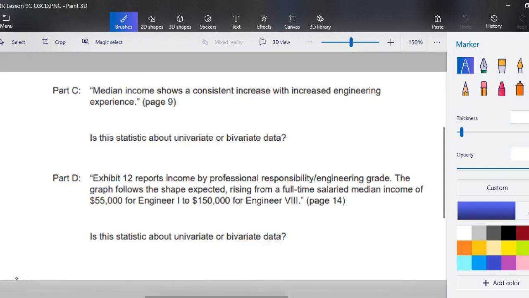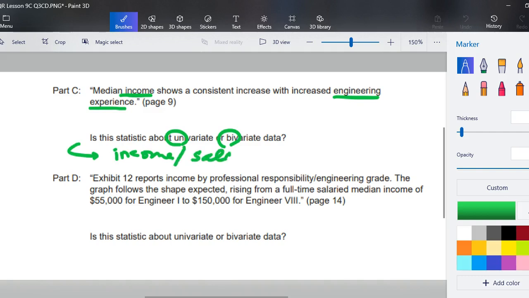Continuing on with part C: median income shows a consistent increase with increased engineering experience. Is this one univariate or bivariate? And again, it's talking about income or salary, but it's also talking about years of experience.